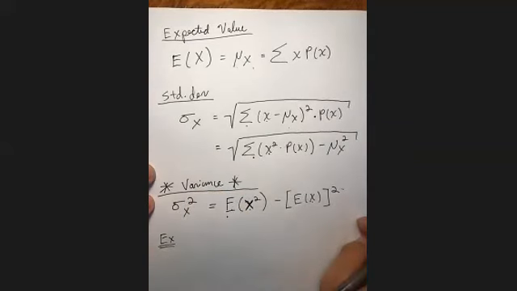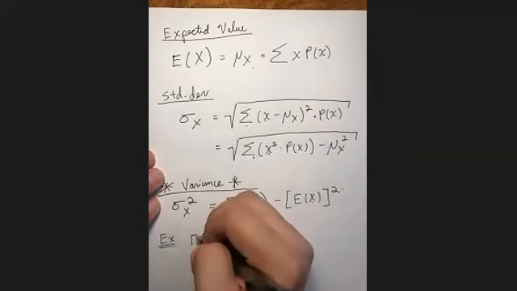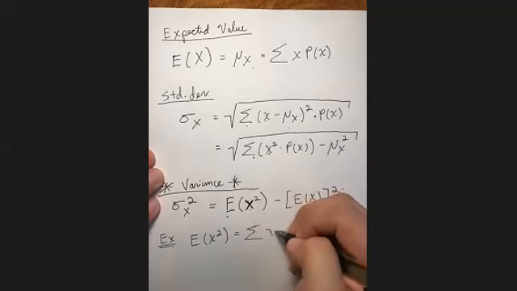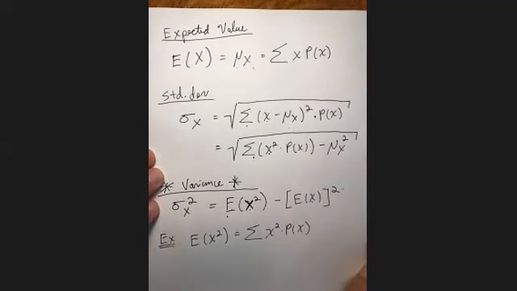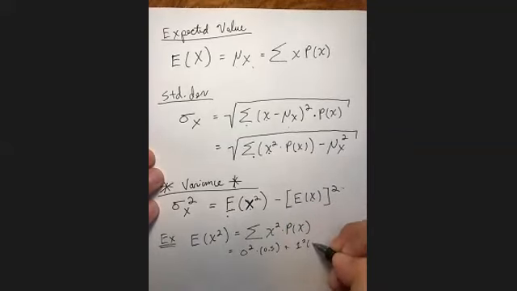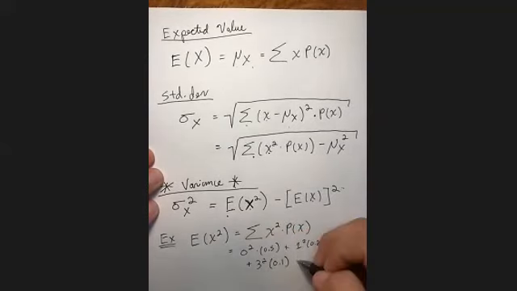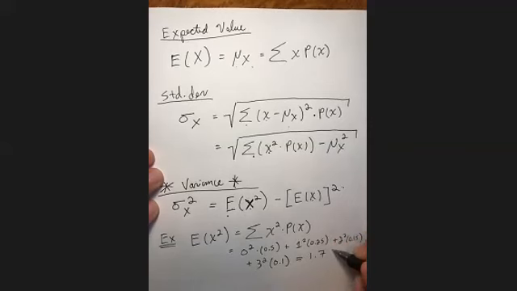So using our free throw example, first we'll calculate the expected value of X squared. By definition, this is the sum of x squared times p of x. So that would be 0 squared times 0.5, plus 1 squared times 0.25, plus 2 squared times 0.15, plus 3 squared times 0.1. Okay, so if we calculate this, we get the number 1.75. So that is the expected value of our random variable squared.